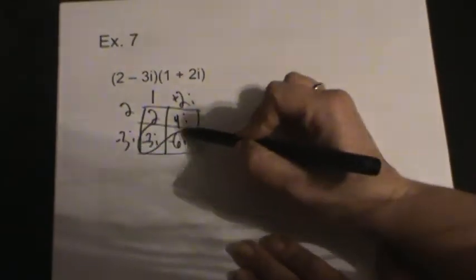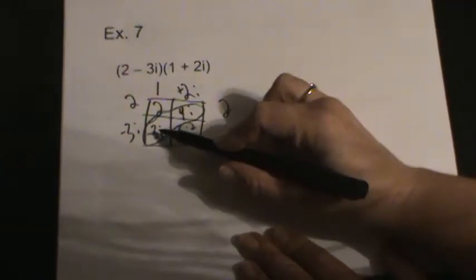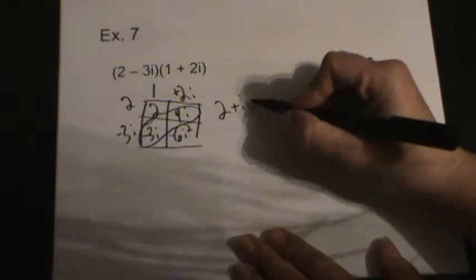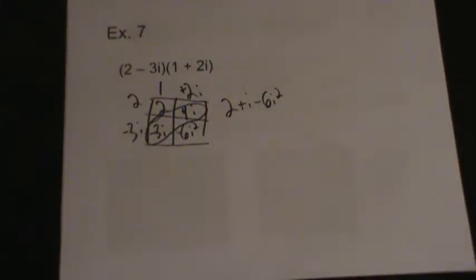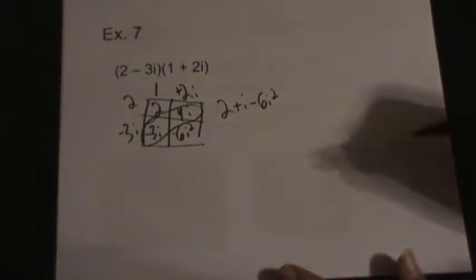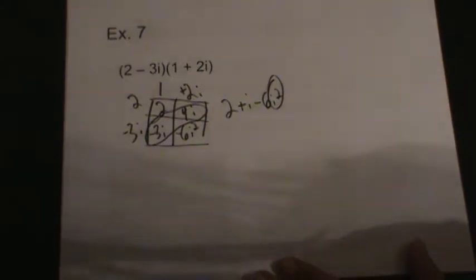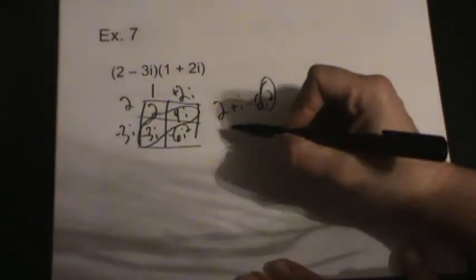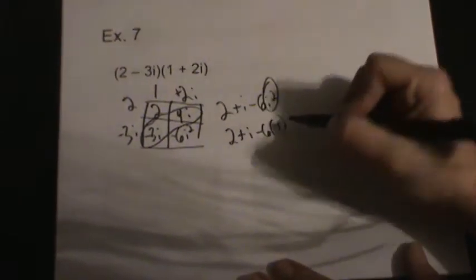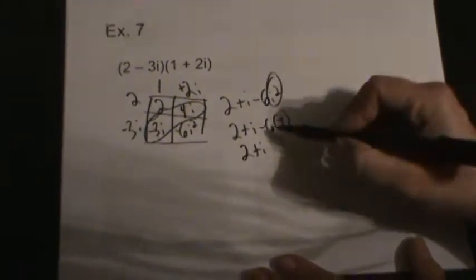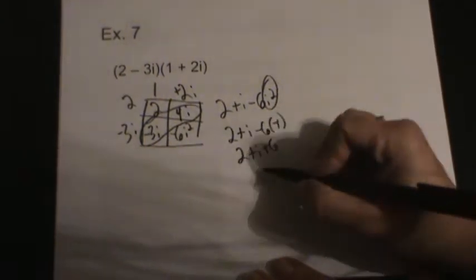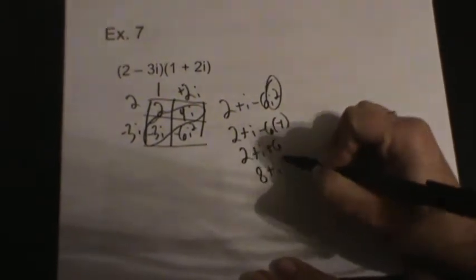So combine my like terms here. We get 2, and negative 3i plus 4i would just give us a single i, and minus 6i squared. So now, what we learned before we circle our answers, we have to look at, do we have an i with an exponent? So again, right there I have an i squared. Anytime you see an i squared, you replace it with a negative 1. So it'll be 2 plus i minus 6 times negative 1. Negative 6 times negative 1 gives us a plus 6. So I combine my like terms, 2 plus 6 would be 8. So my answer is 8 plus i.